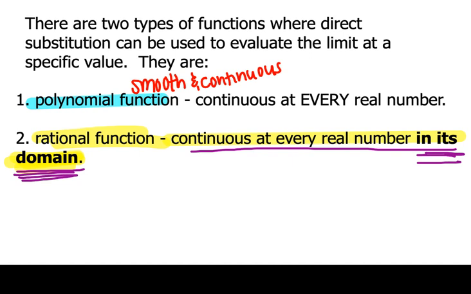Polynomial functions are continuous at every real number because every real number is in the domain. So you could think of these 2 as the same. The polynomial function, the rational function, they are continuous at every real number in its domain. It just so happens that for the polynomial function, every real number on the number line is in its domain, negative infinity to positive infinity. There are no asymptotes, there are no holes, nothing like that.